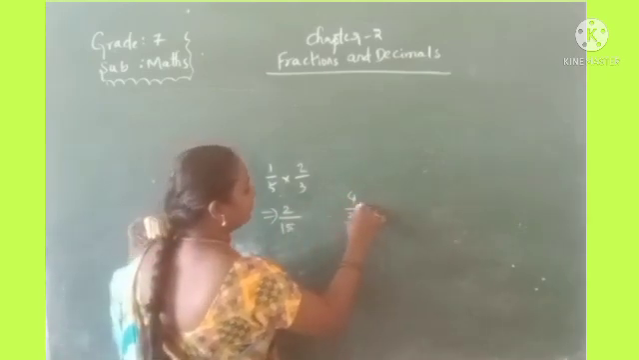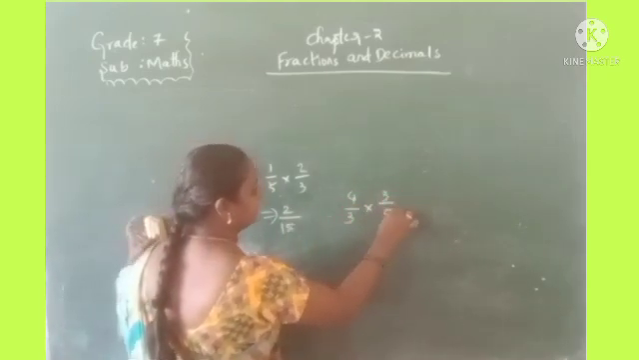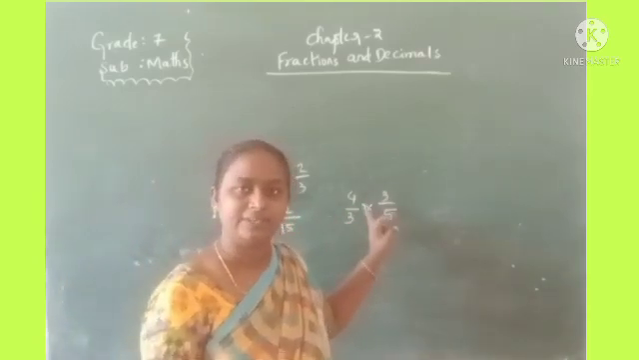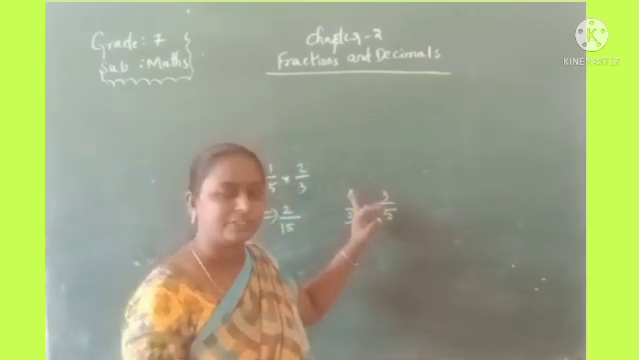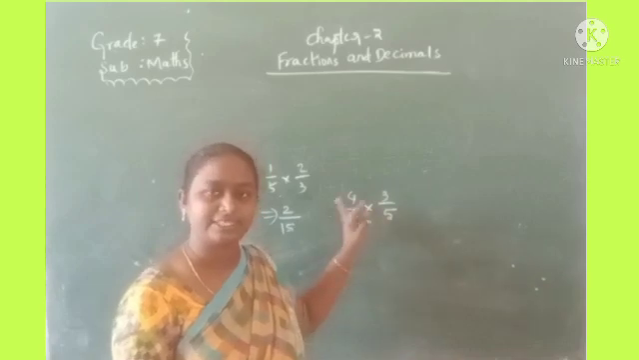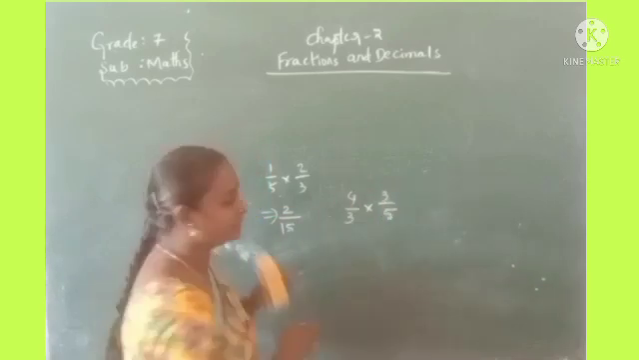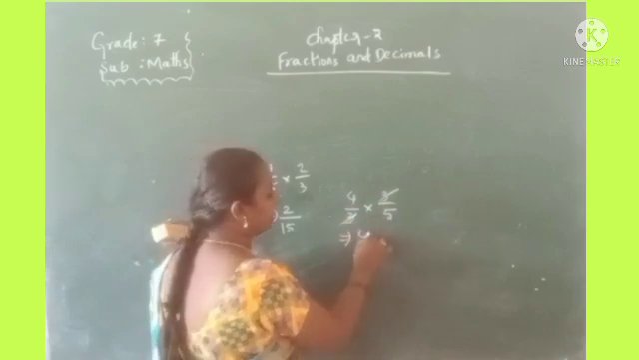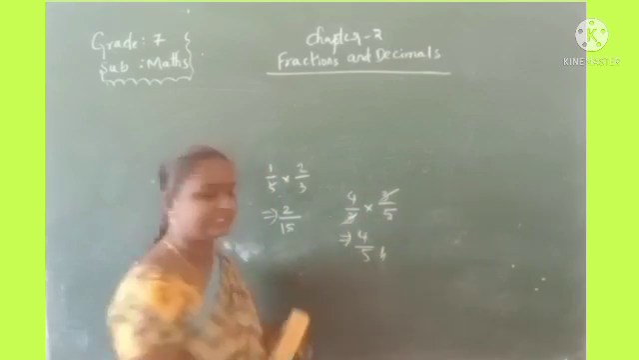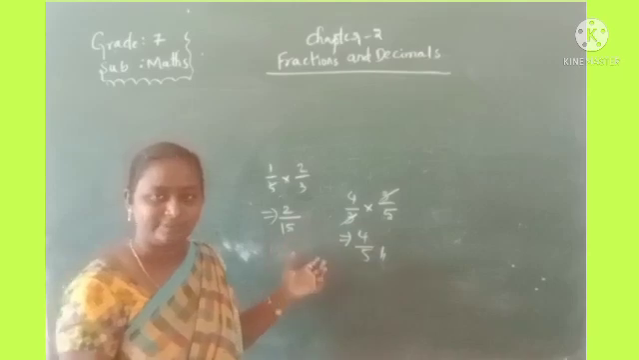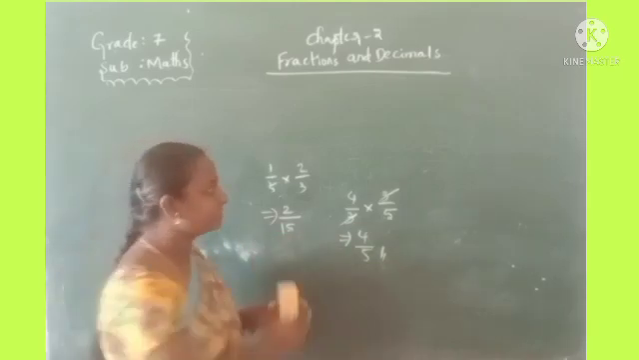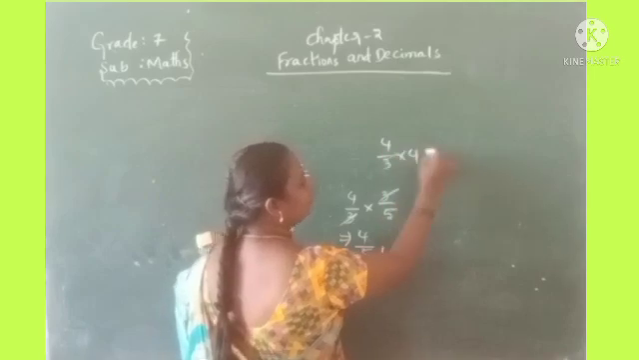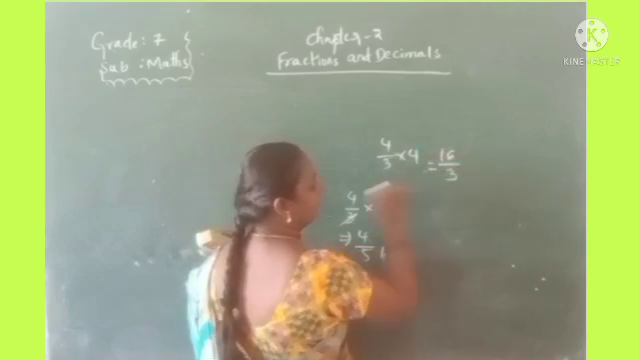Suppose 4 by 3 and 3 by 5 is there. If it is possible to cancel, you can cancel only between a numerator and a denominator. Don't cancel numerator with numerator. Here it is possible to cancel the numerator and denominator. The remaining fraction is 4 by 5. So this is the multiplication of fractions, and the multiplication with a whole number also. That is 4 fours are 16 by 3.